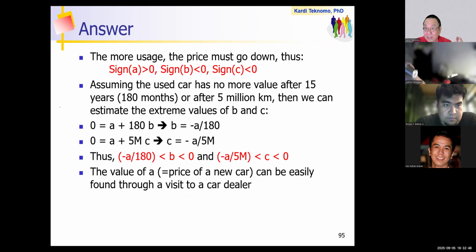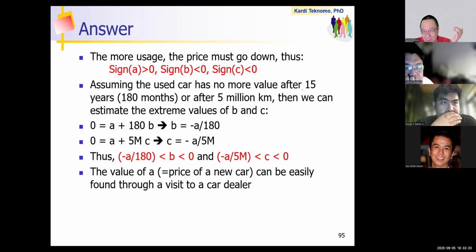How about the sign? The sign is also clear, based on the meaning. The sign of A must be positive because that is the price of a new car. The sign of B and C must be negative. Now, how to get the actual range? You need to assume. In modeling, you need to dare to assume. So let's assume that because this is a used car, after 15 years it has no value.